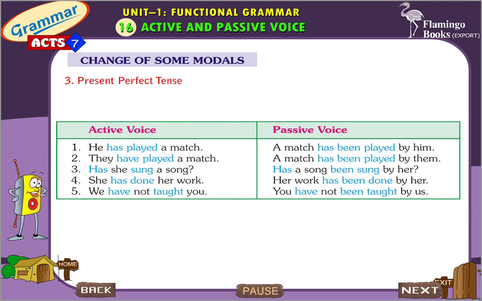Active voice. Passive voice. He has played a match. A match has been played by him. They have played a match. A match has been played by them. Has she sung a song? Has a song been sung by her? She has done her work. Her work has been done by her. We have not taught you. You have not been taught by us.